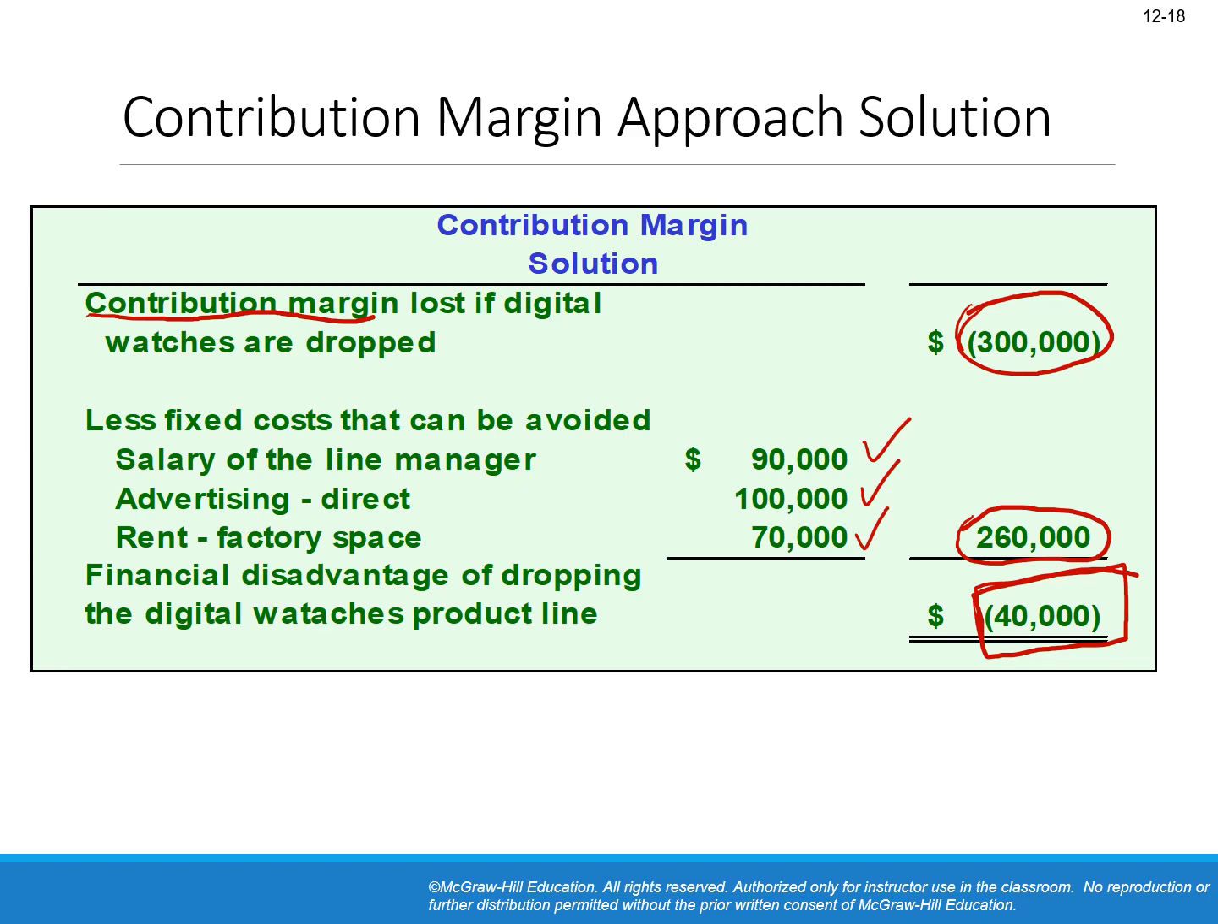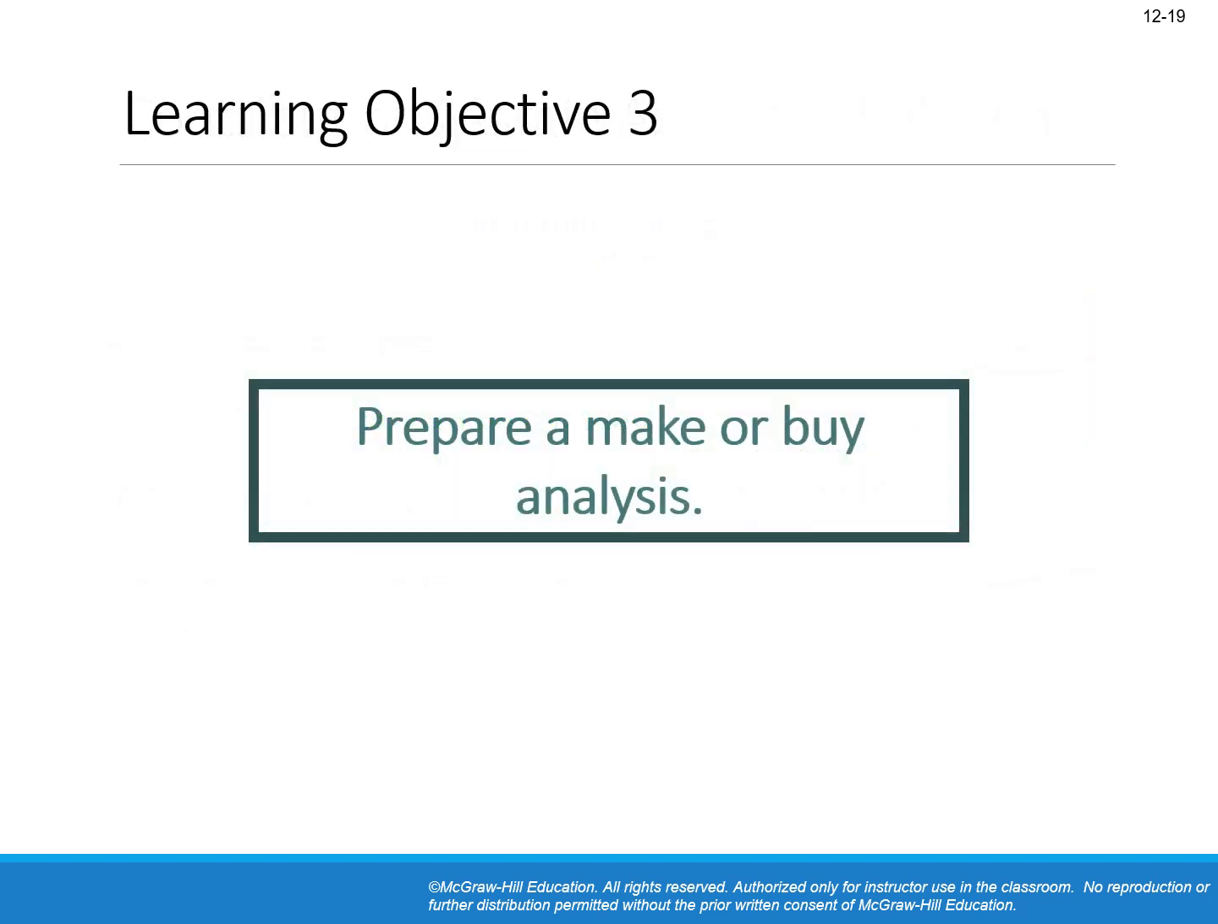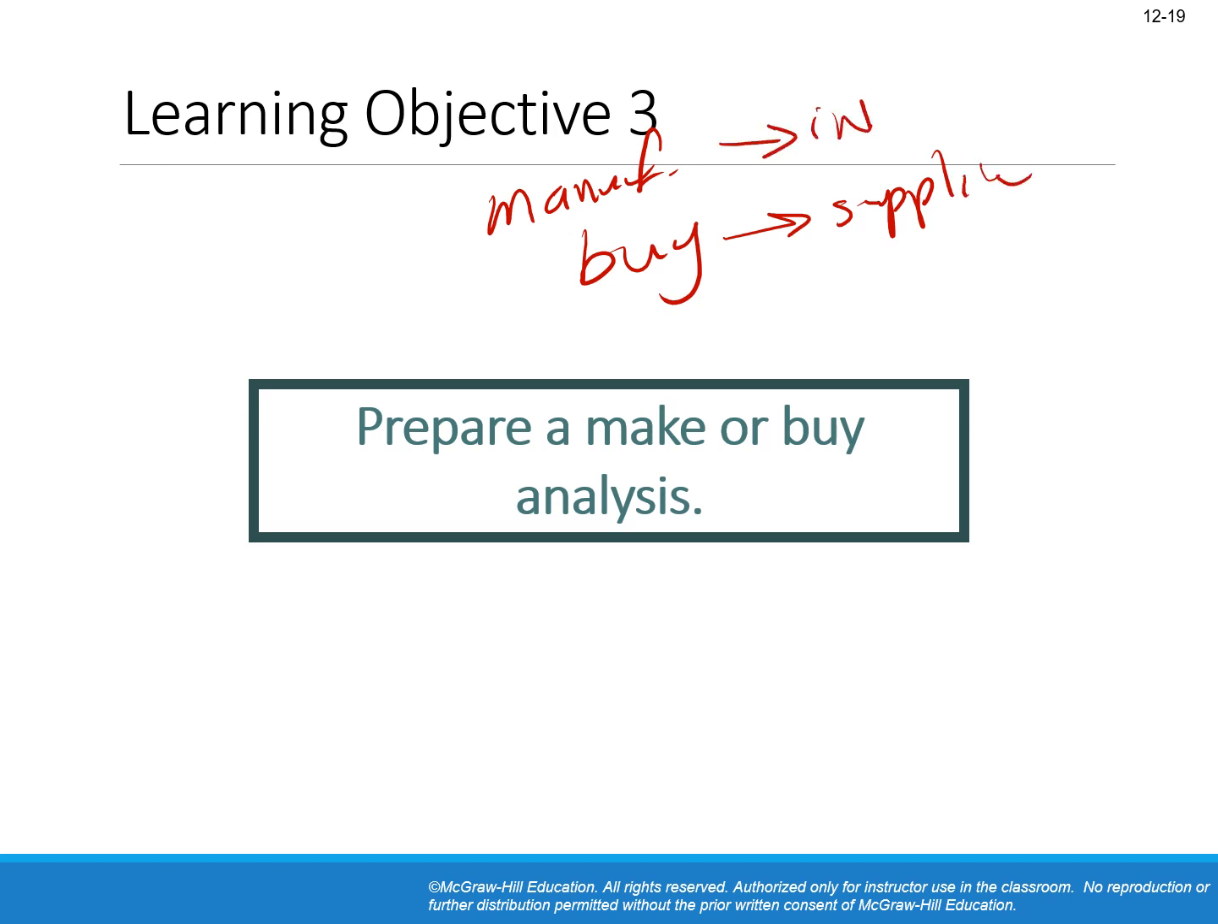In the third learning objective, we will learn how to make a make-or-buy analysis. So if you are a manufacturing company, should you manufacture some parts or should you buy it or outsource it? So buy it from a supplier or manufacture it internally.